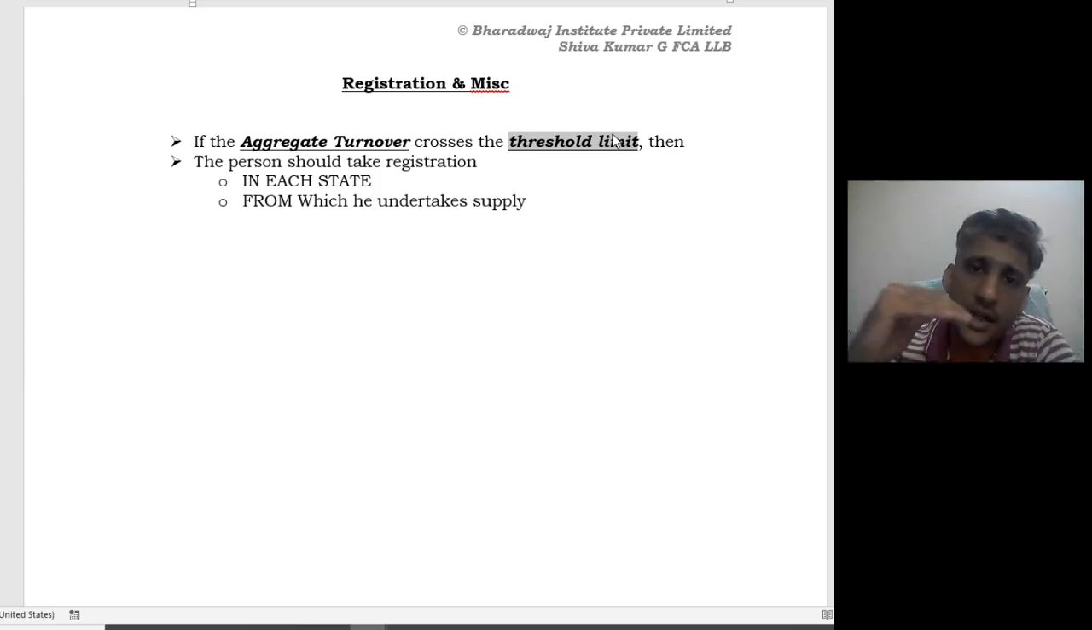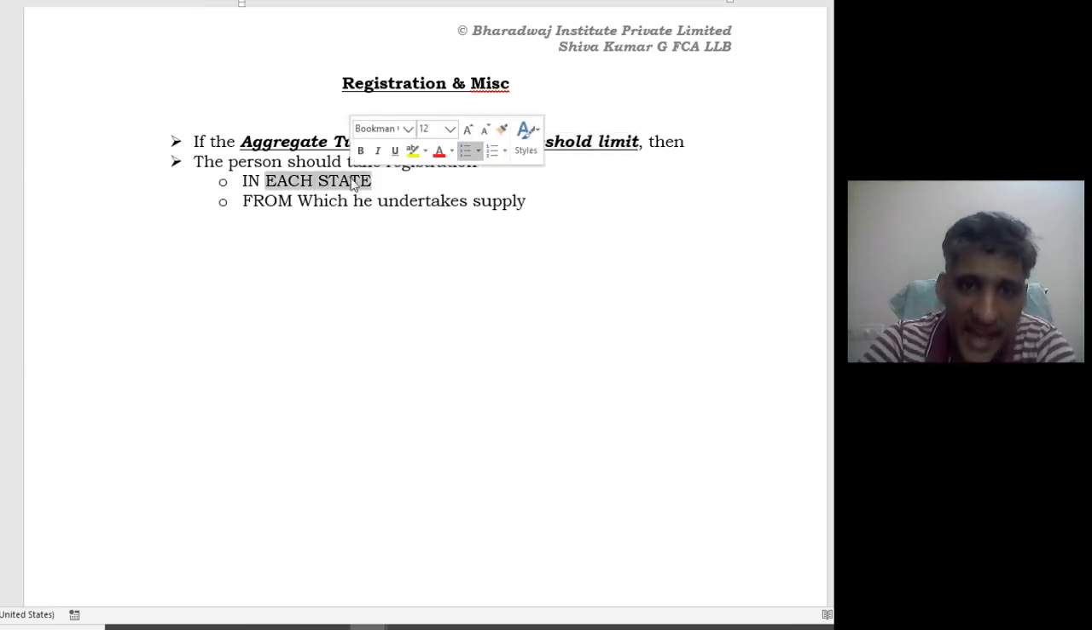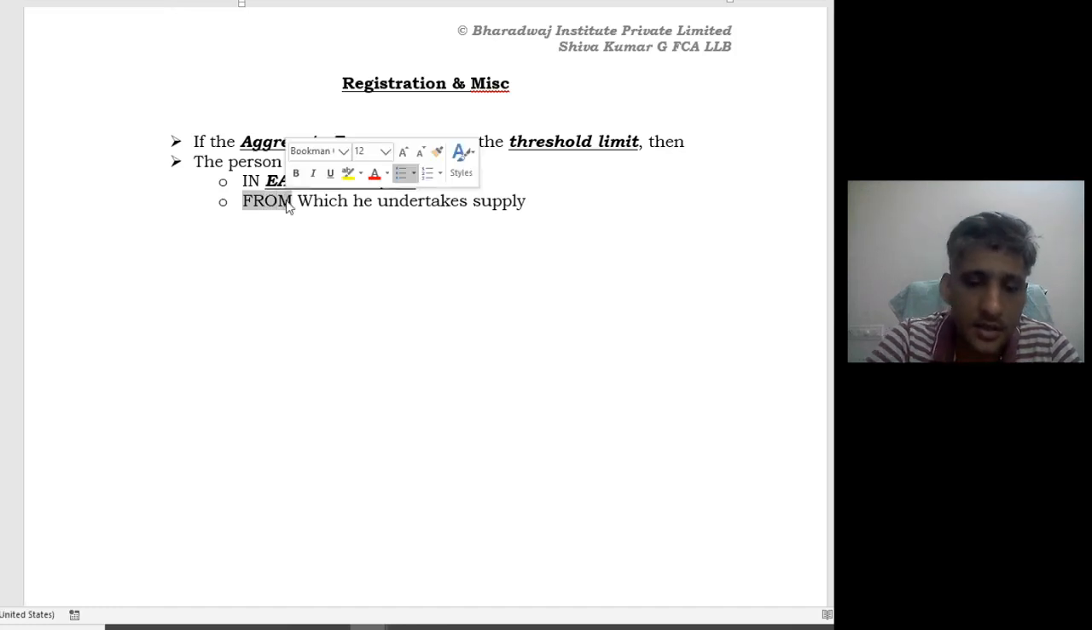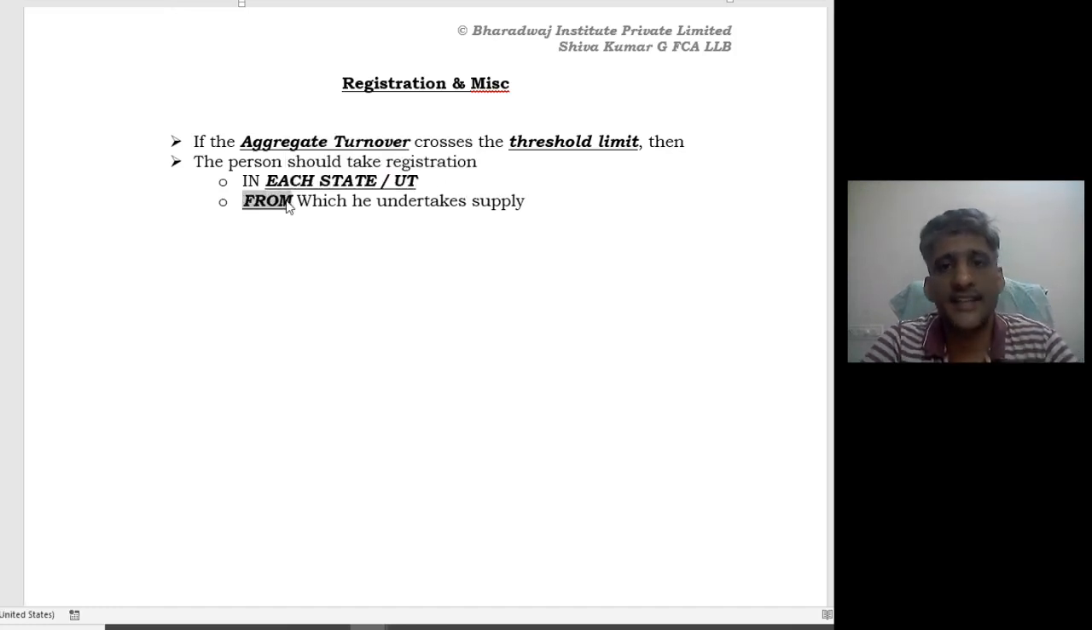If the aggregate turnover crosses the threshold limit, then the person should take registration in each state from which he undertakes supply. Whenever we use the word state, we should also use union territory. Do you remember? From which? The example we gave was, if I am from Tamil Nadu and I am the supplier, I am supplying from Tamil Nadu. Again, the keyword is not supplying to.